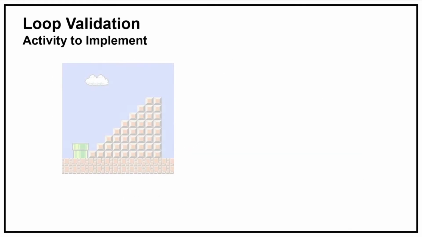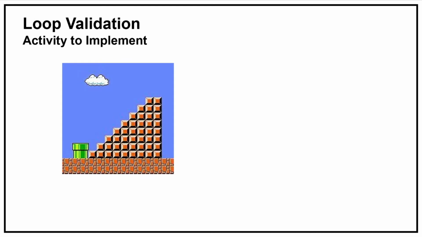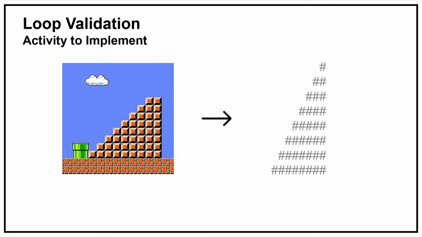To demonstrate the technique of loop validation, let us create a program that allows a user to print the ascending ladder that is at the end of Super Mario Bros. levels with hashes. The challenge here is that the ladder that the user can print has to be between the height of 1 to 8 hashes.